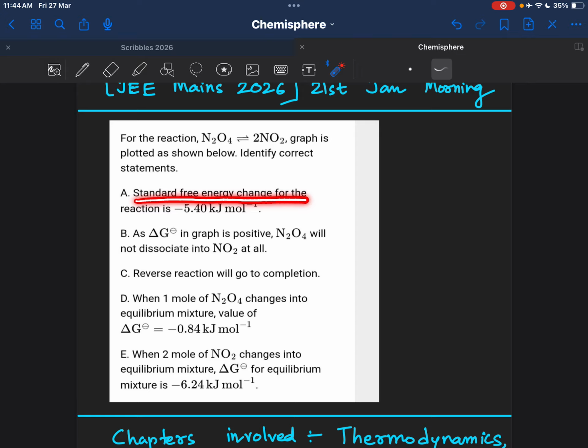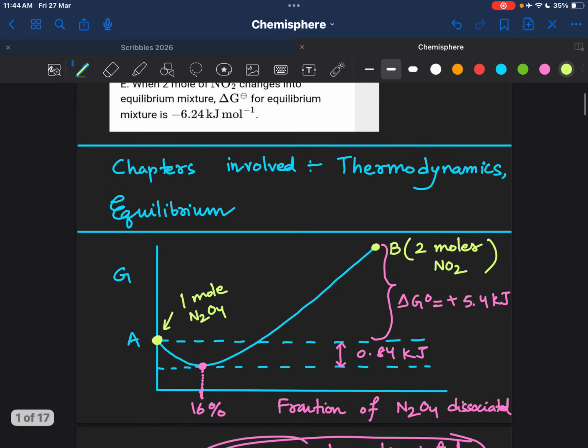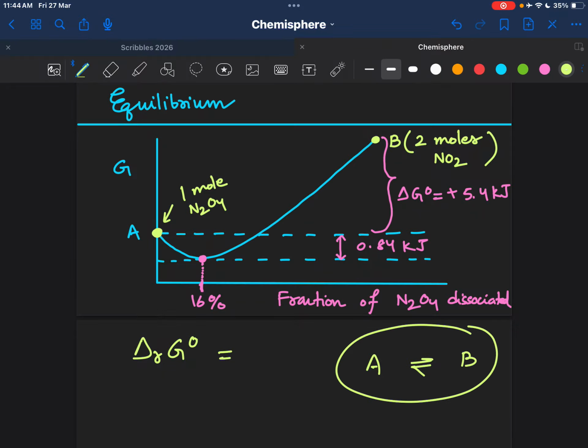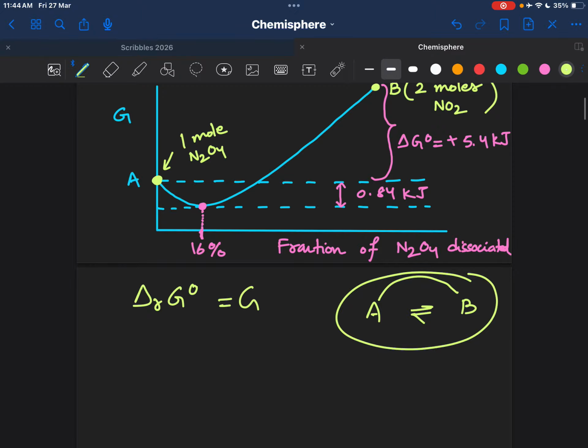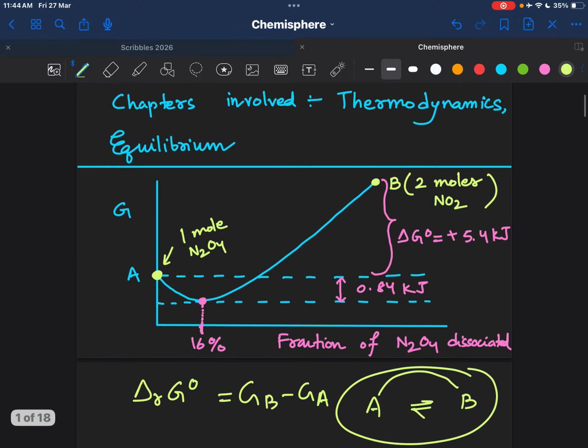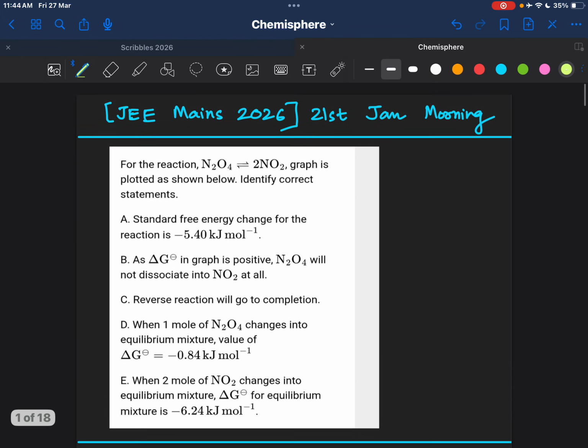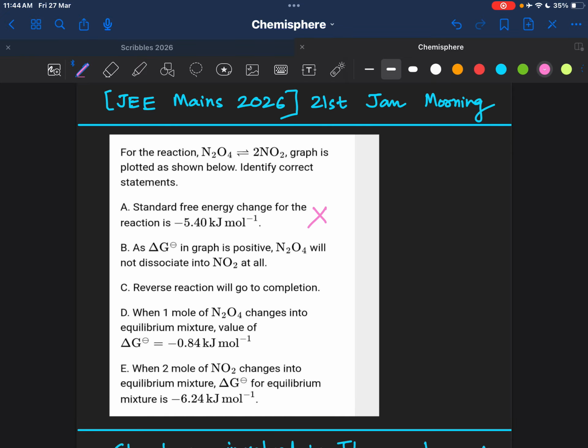So first option, standard free energy change for the reaction is minus 5.4. No, because from the graph, they are asking delta RG naught, so that is always product minus reactant. Assume that A is becoming B. To calculate for the reaction, assume that A has completely become B, so it will be G of B minus G of A, right? So product is higher and this is the reactant, so this minus this is going to be plus 5.4, not minus. So this is a wrong statement.